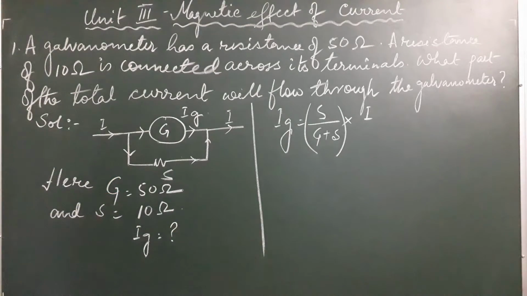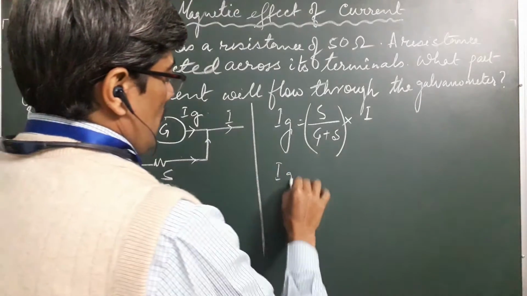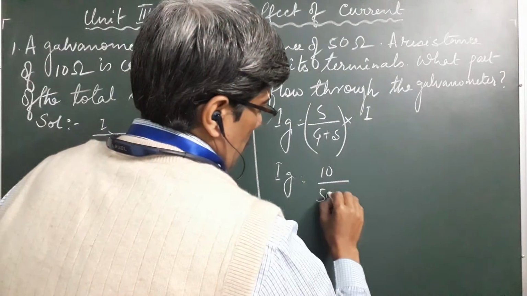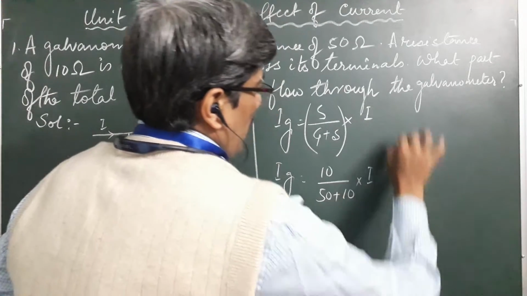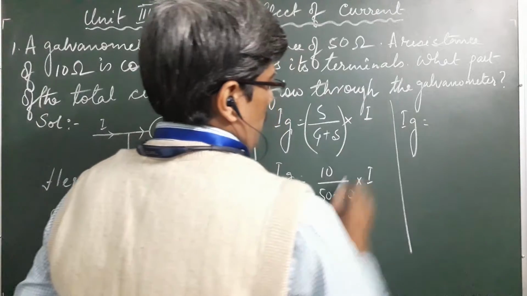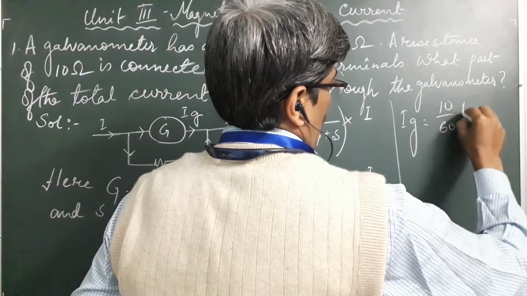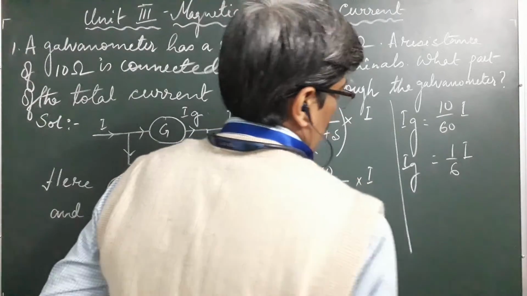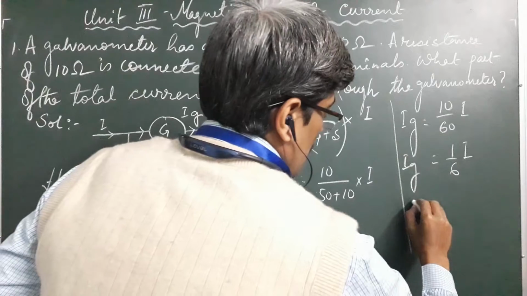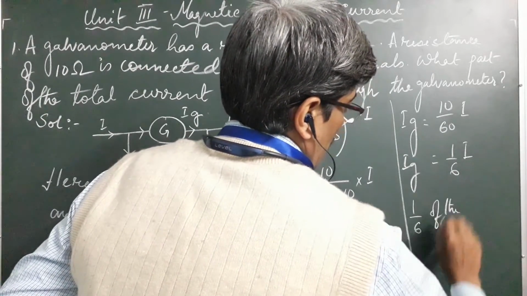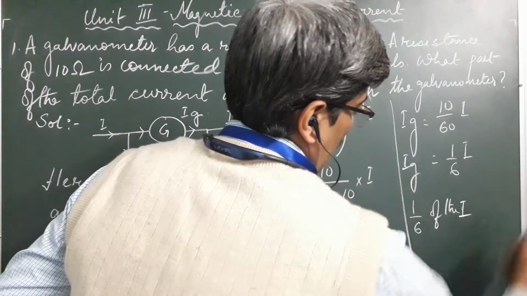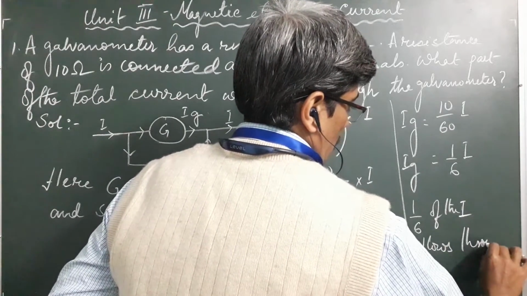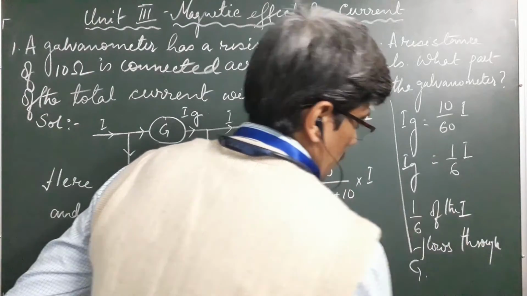Now put the values of the given S and G. So Ig will be equal to, the value of S is 10, the value of G is 50, so 50 plus 10 multiplied by I. So here the value of Ig comes out to be 10 by 60 I, or it's simply 1 by 6 I. So this is the answer, that 1/6 of the main current I flows through the galvanometer G. This is the answer.